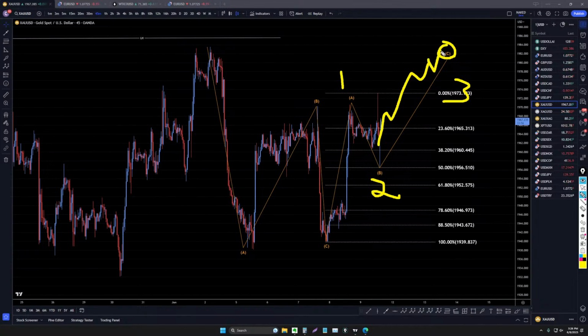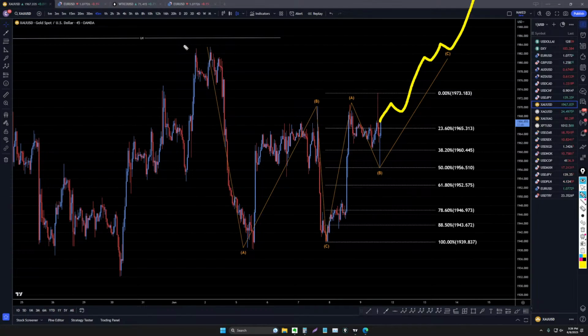If it's a C, it'll tell us it's a C by breaking structure to the downside, looking something like that. If it's a 3, then it'll just keep on trending. If we see a big structure break, then we'll know that this is the end of a trend on the longer time frames also.